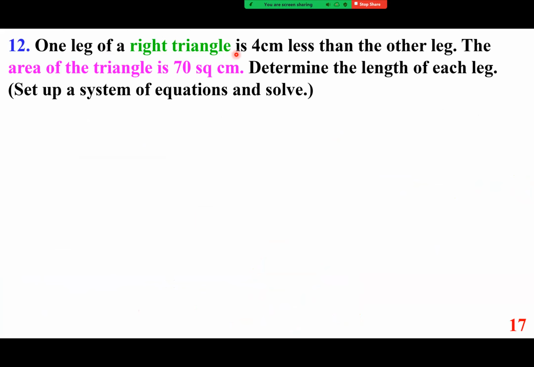One leg of a right triangle is 4 centimeters less than the other leg. The area of the triangle is 70 square centimeters. Determine the length of each leg. Well, let's do the drawing. This is X, this is Y.